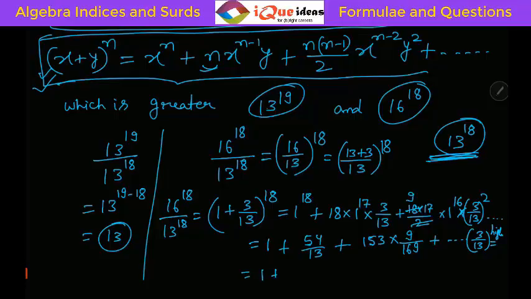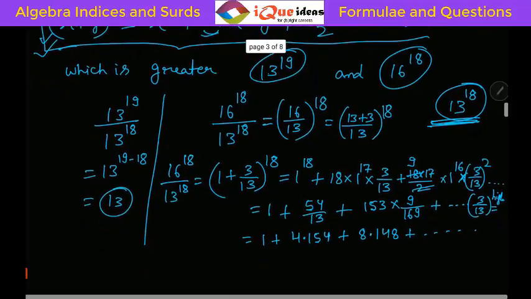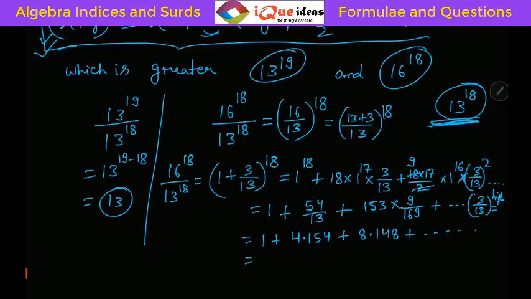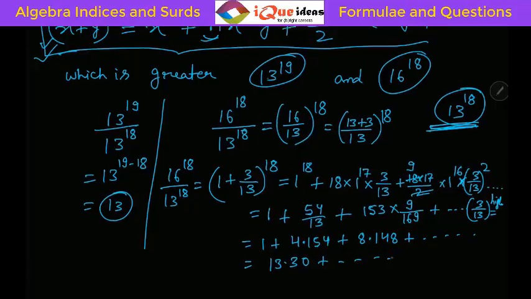So it is 1 plus 54 by 13. If you divide with simple division, you will get 4.154 plus. If you multiply 153 into 9 by 169 and divide by 169, you will get 8.148 and so on. There will be still some more terms, but nothing to worry because they are going to be very, very small. Now if you add these values, 1 plus 4 is 5 plus 8, 13. Oh, so it is going to be 13.30 something and still something more.